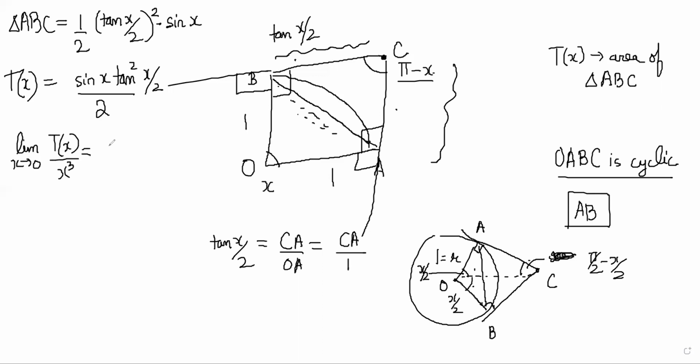Let's find the answer. Sine x by x, collect like this. Tan square x by 2 by x square. So 2x square is there, so I'll divide by 4 and multiply by 4. So 1 by 8 is the answer. Yeah. So that is that.